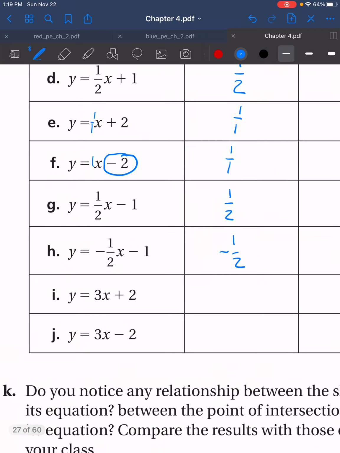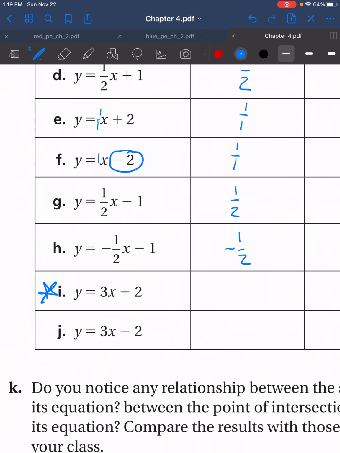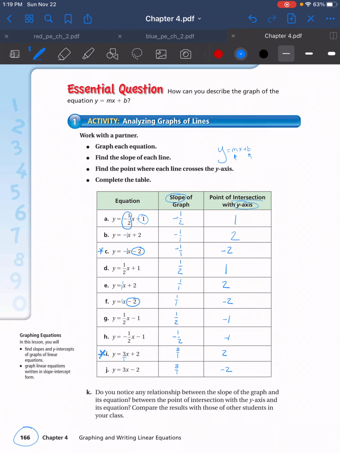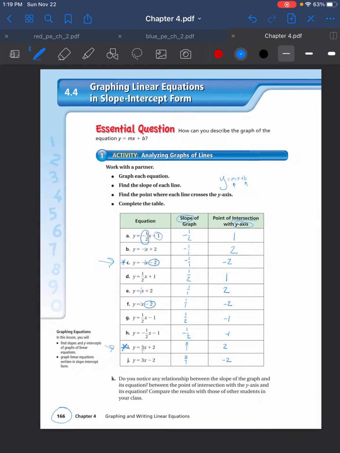Ooh, how about this one? Maybe write this one in your notes. If there's just a number, you have to make it into a fraction. So the slope is 3/1. Okay, same thing, 3/1 right here, and then this is negative 2. Alright, so in your notes, even if you just did C and I, just because they're a little different, just to remind yourself of how to do those, that'd be great. We're going to move on.